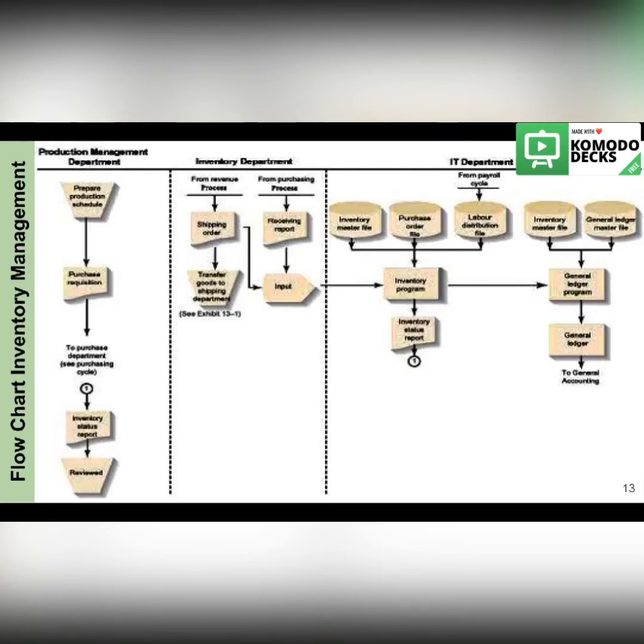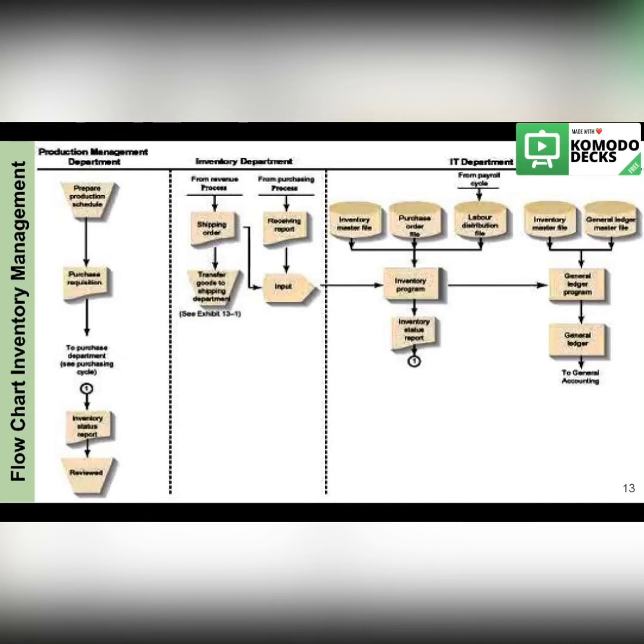And for the purchasing process, we have receiving reports and inputs, which go to input programs and general ledger programs, and then general ledger. In the IT department, for the payroll cycle, we have inventory master file, purchase order file, and labor distribution file. All the files will go to the inventory program and inventory status report.